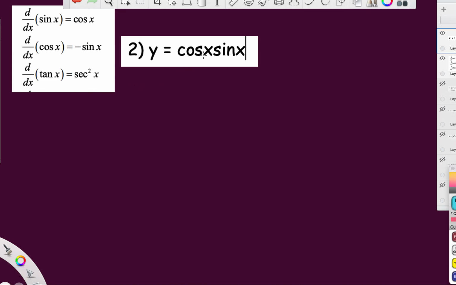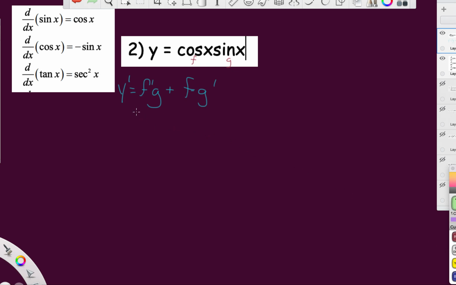But look, I have this multiplied by this. So I have to use my product rule. And of course, the product rule is f prime times g plus f g prime, right? And this is y, right? We have a y. So I'm going to say y prime equals this, right? And we'll call this one f. We'll call this one g. Great. You guys ready for the fun?